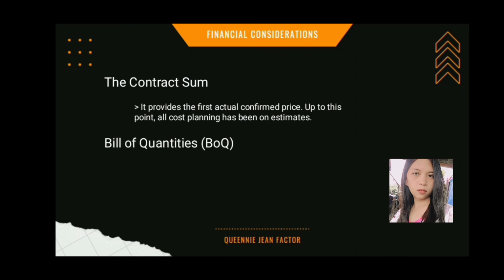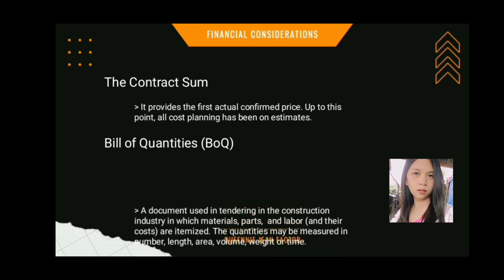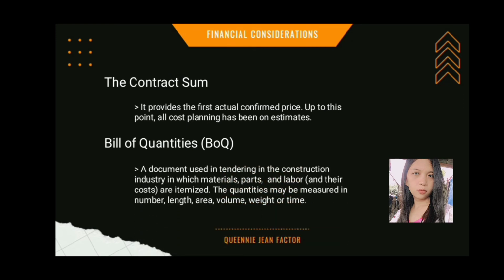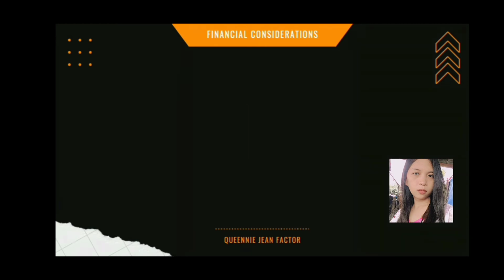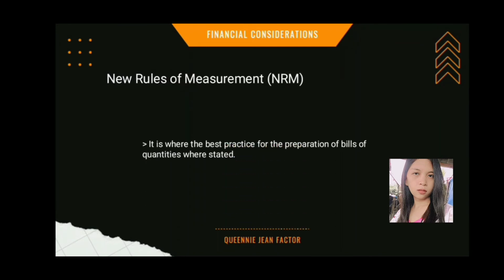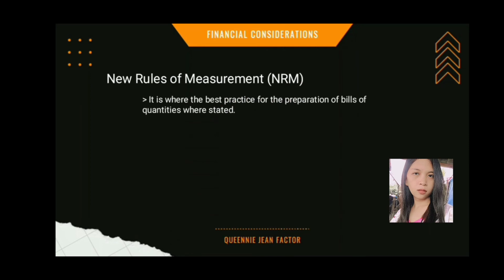Bill of Quantities, or BOQ. It is a document used in tendering in the construction industry in which materials, parts, and labor and their costs are itemized. The quantities may be measured in number, length, area, volume, weight, or time. New Rules of Measurement, or NRM. It is where the best practice for the preparation of bills of quantities were stated.